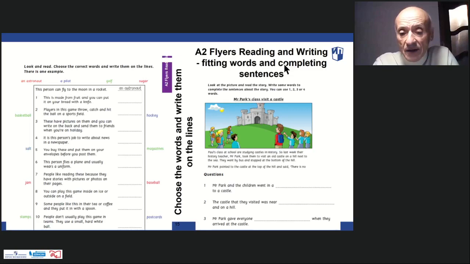Mr. Park and the children went to a castle. The text is that Paul's class at school are studying castles and history. So last week, the history teacher, Mr. Park, took them to visit an old castle on a hill next to the sea. They went by bus and stopped at the bottom of the hill. Mr. Park pointed to the castle at the top of the hill and said, "There's no..." and then there's a continuation. Mr. Park and the children went to a castle. They went in what?